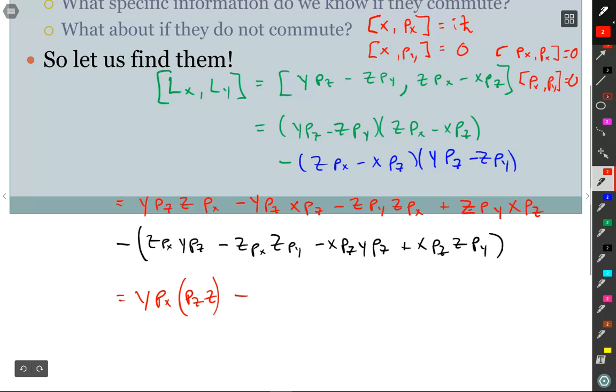The next one, what do we have there? Everything can move past the others. So I'm going to have xy pz squared. The next one, what do we have here? Yes, that's right. And the last one? Okay, the z and the pz can't move across each other.